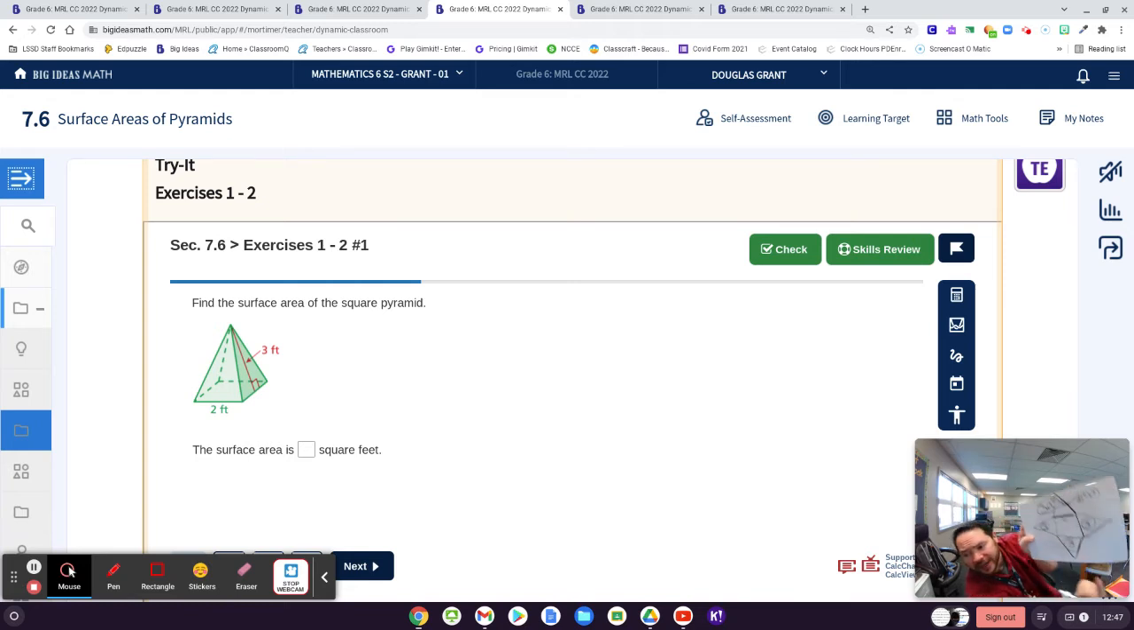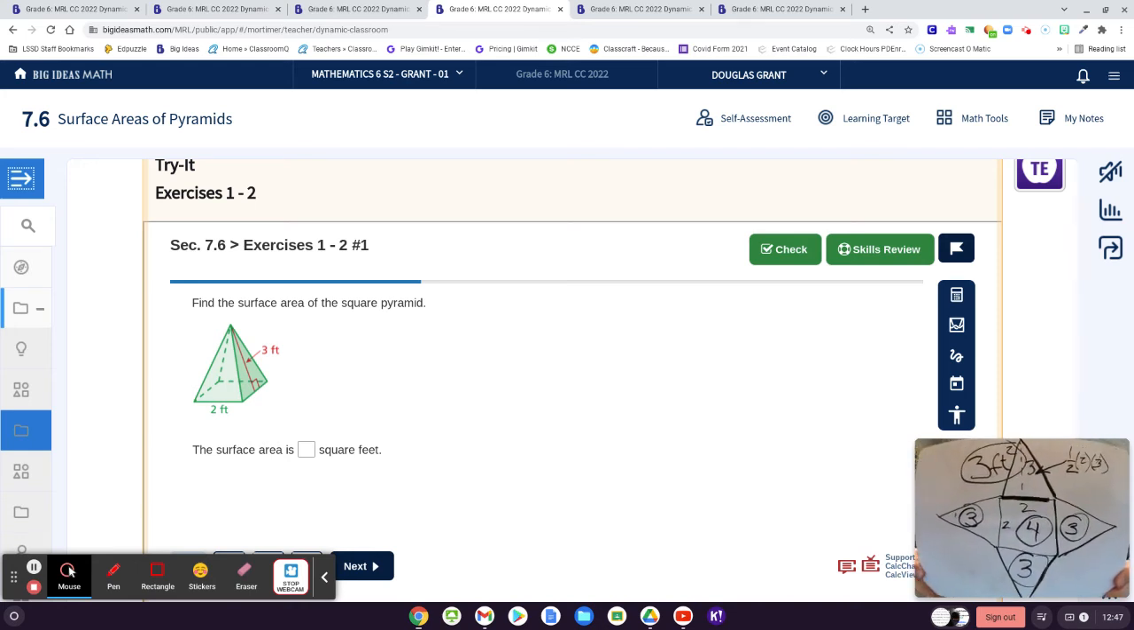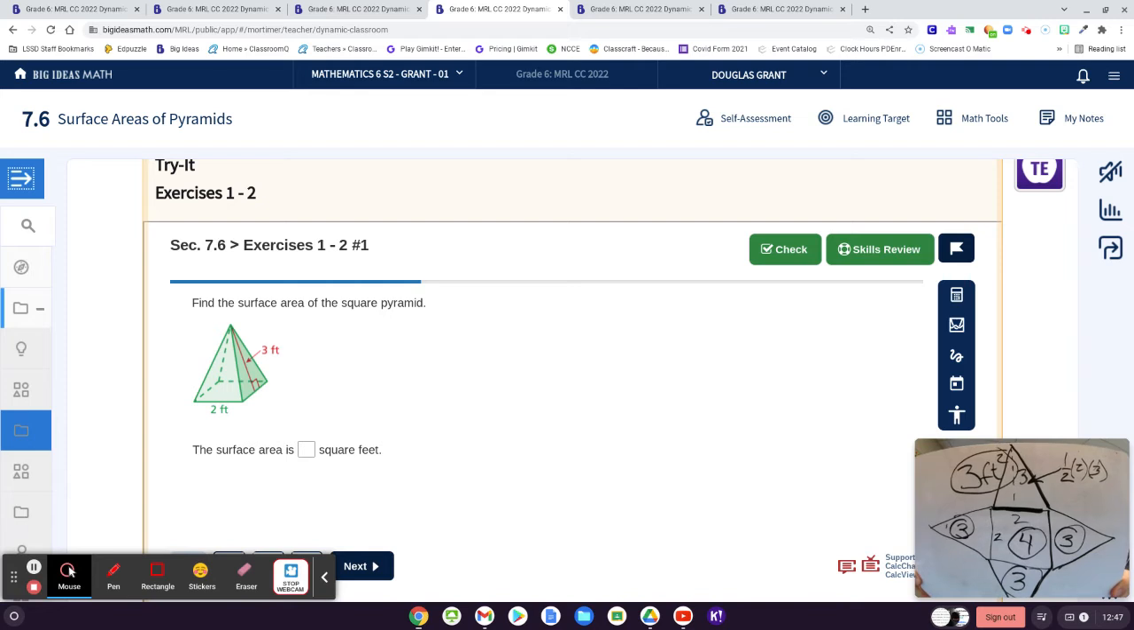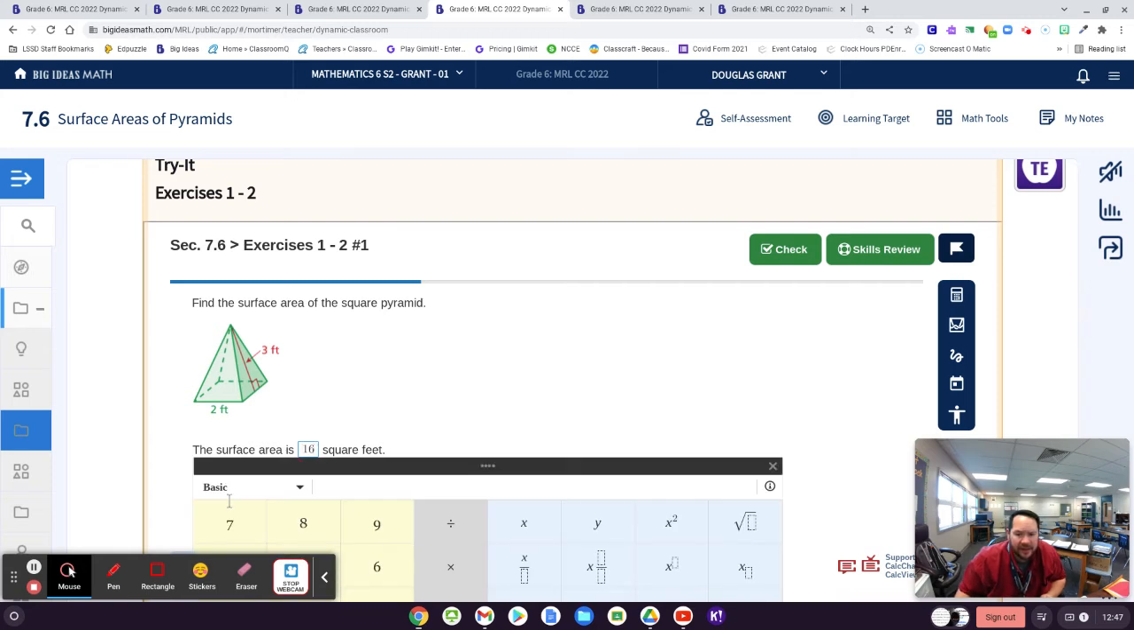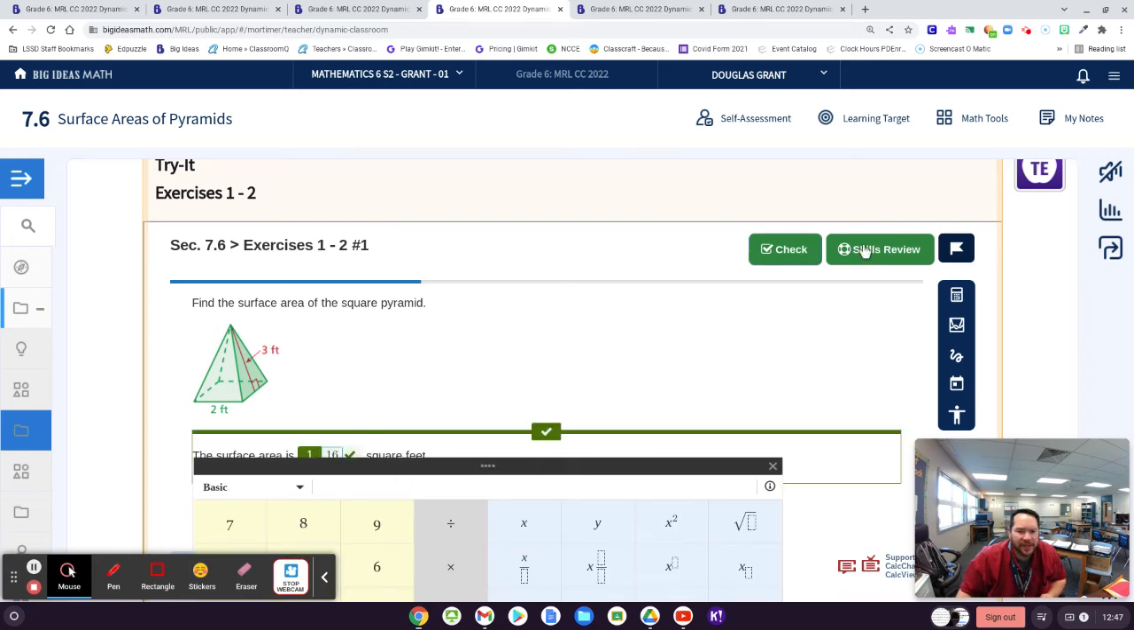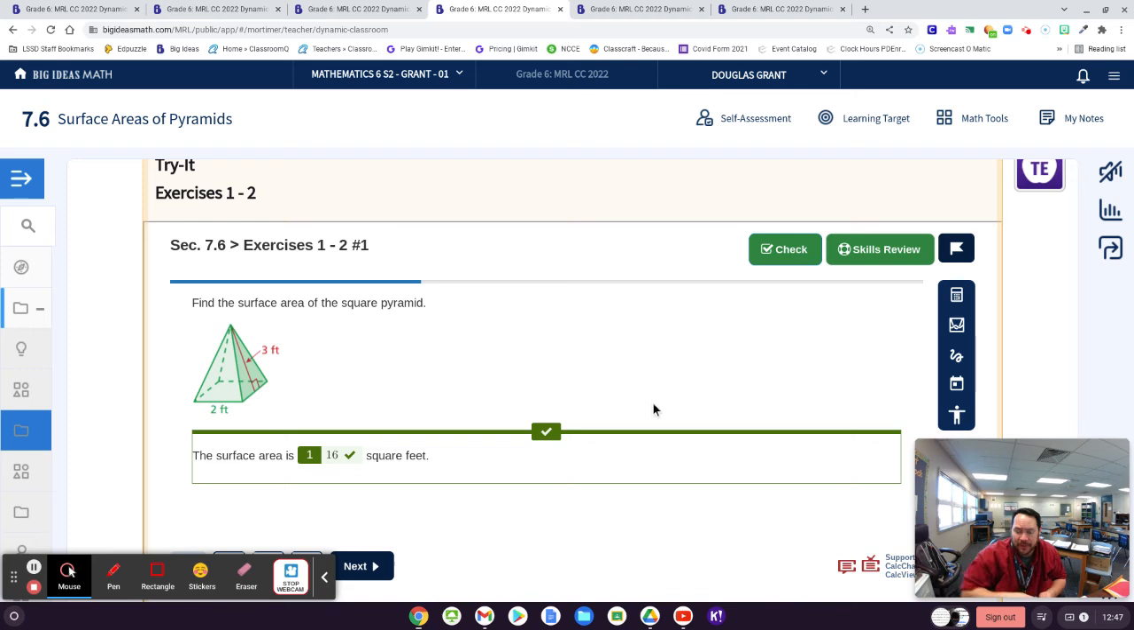And then we got the square in the middle, which is a 2 by 2 square. Base times height of that is 4. So there's all my areas there. Hopefully that's what you got. And then you add them all together. So 4 3s is 12 plus 4 more, 16. 16 square feet is the grand surface area for the whole thing. Let's check it, shall we? Fantastic. Hopefully that's what you got.